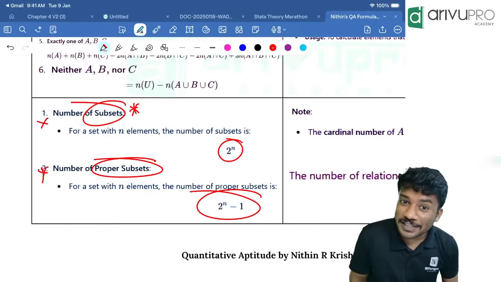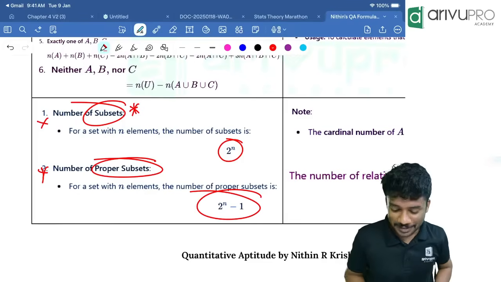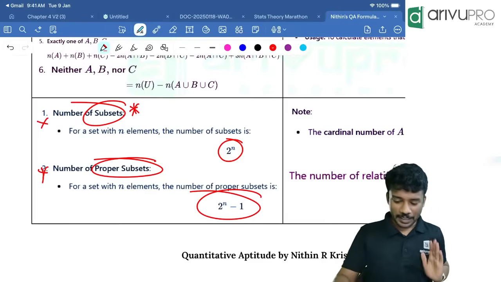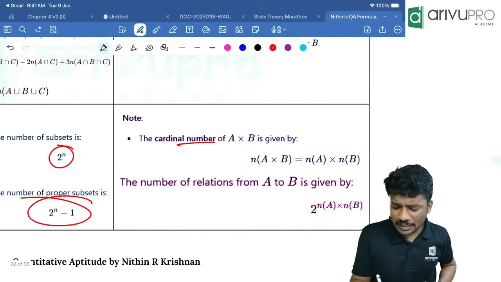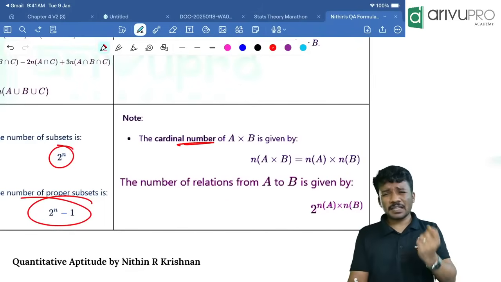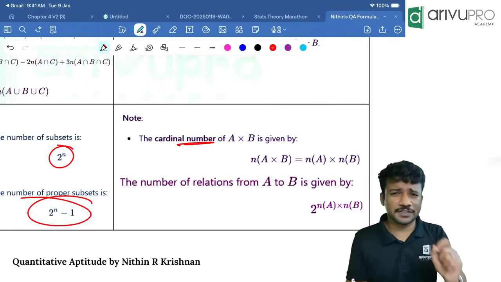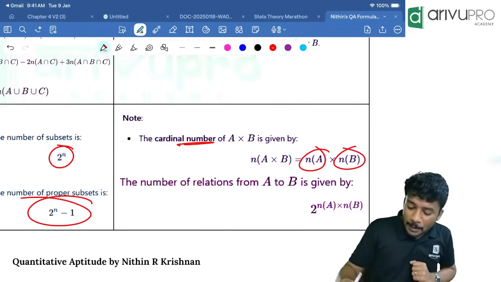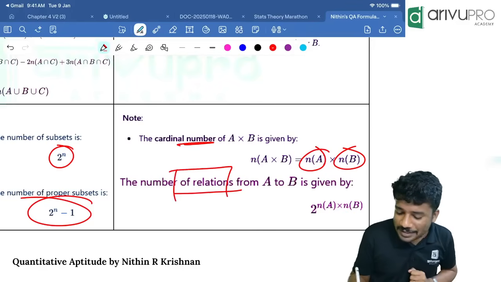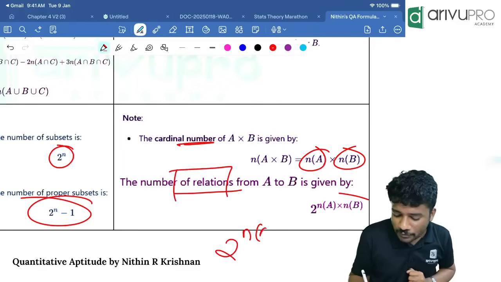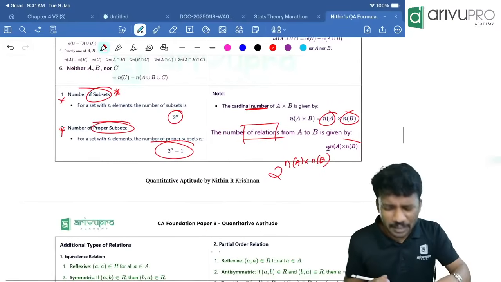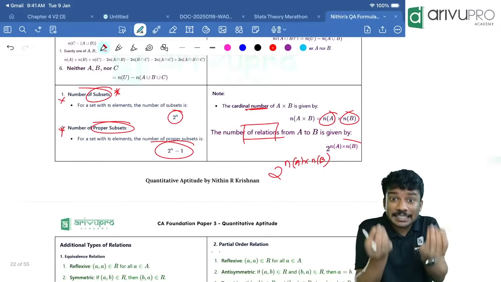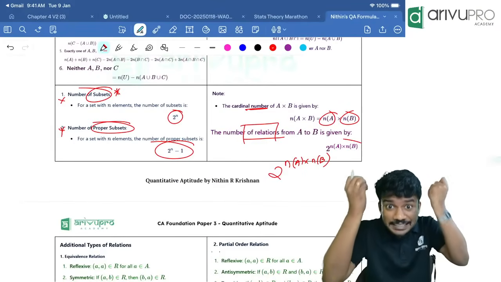Now the number of ways of answering at least one question is what? 2 raised to n minus 1. The cardinal number of elements of the Cartesian product of sets A and B is nothing but n of A into n of B. Then the number of relations is how much? 2 raised to n of A into n of B. Okay, n of A and n of B are the number of elements inside set A and the number of elements inside set B.